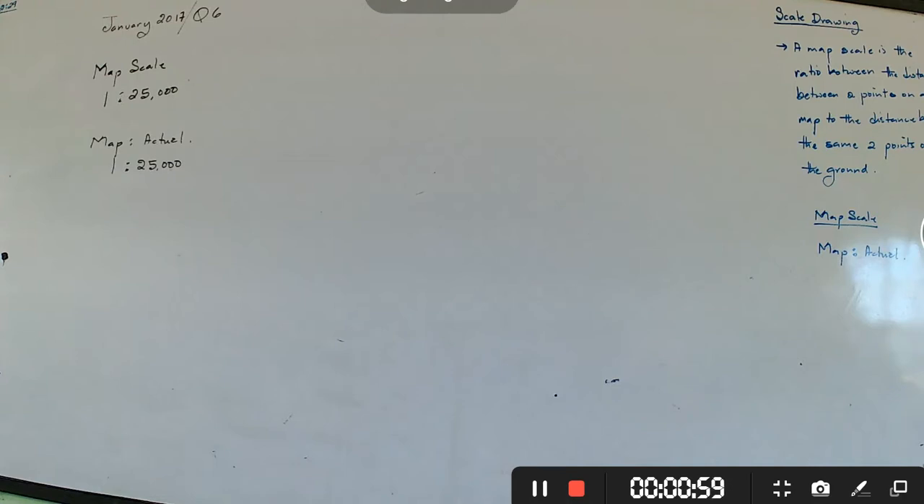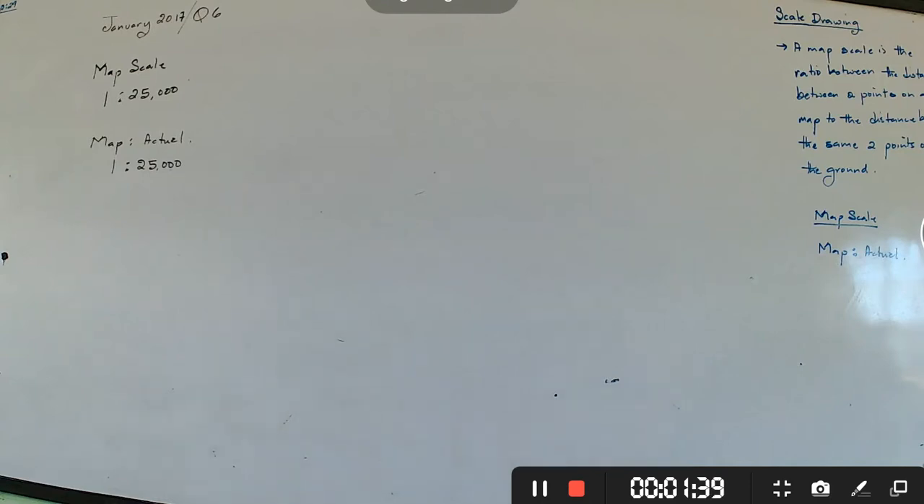25,000. So 1 centimeter on the map is actually 25,000 centimeters on the ground. So 2 centimeters on the map would be 50,000 centimeters on the ground. So a map scale is a ratio between the distance between 2 points on the map to the distance between the same 2 points on the ground. So if the distance between the 2 points on the map is 1 centimeter, the distance between the same 2 points on the ground would be 25,000 centimeters.